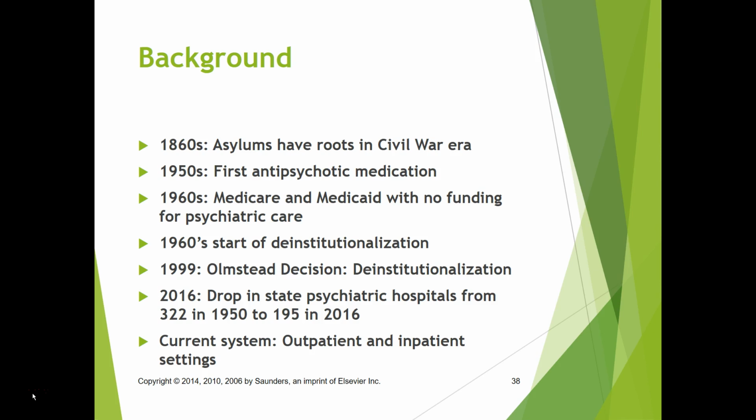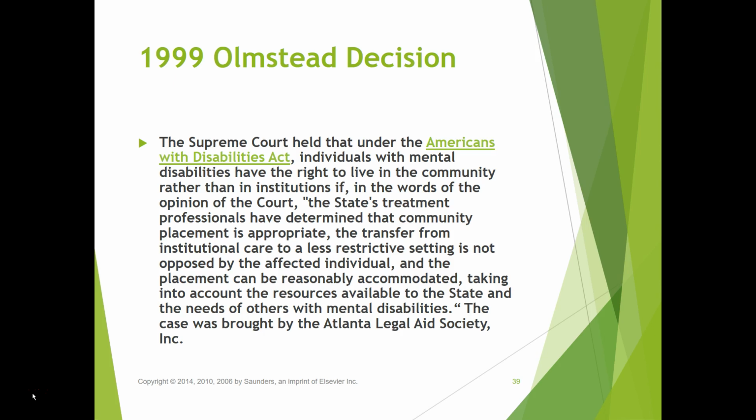So the current system, we of course have inpatient care, but also many different types of outpatient alternatives. So people don't have to be in a big state hospital somewhere that's really far away from their family, and they don't have any ability to connect with anybody in their own community. So again, back to that Olmstead decision. So basically that's part of the Americans with Disabilities Act.